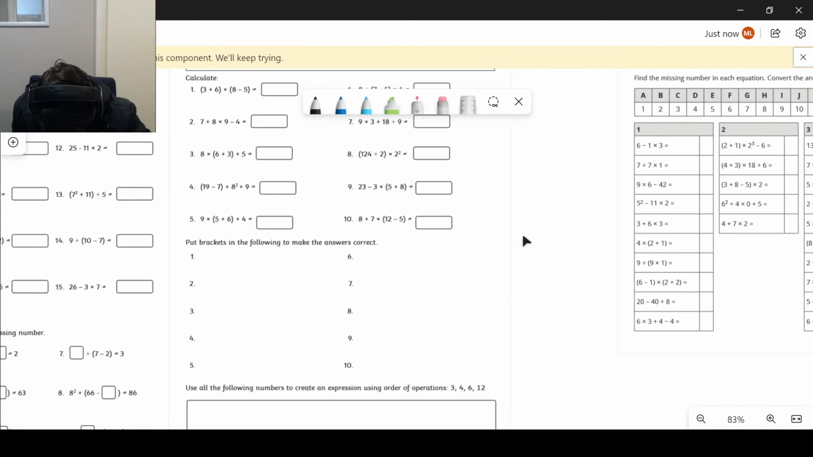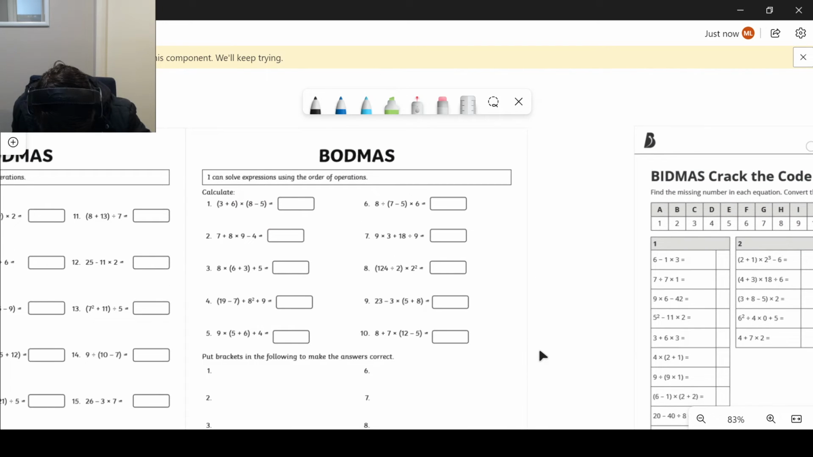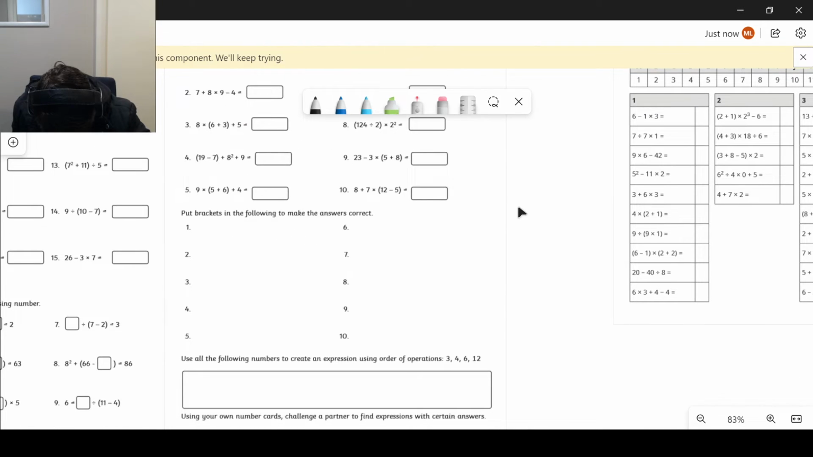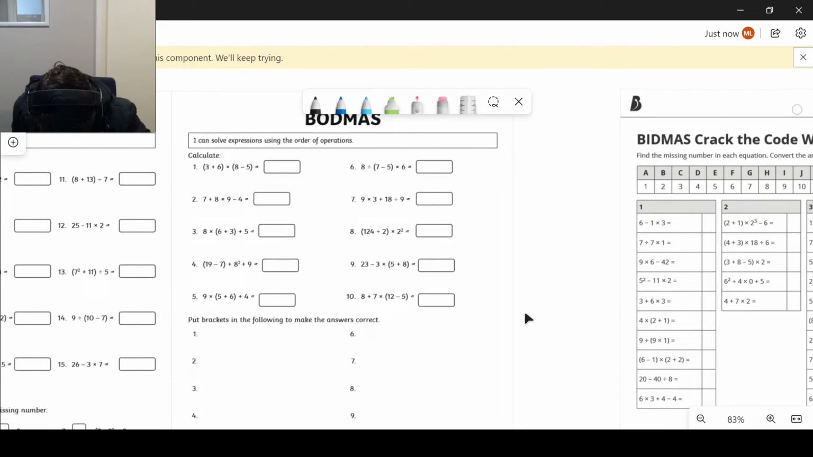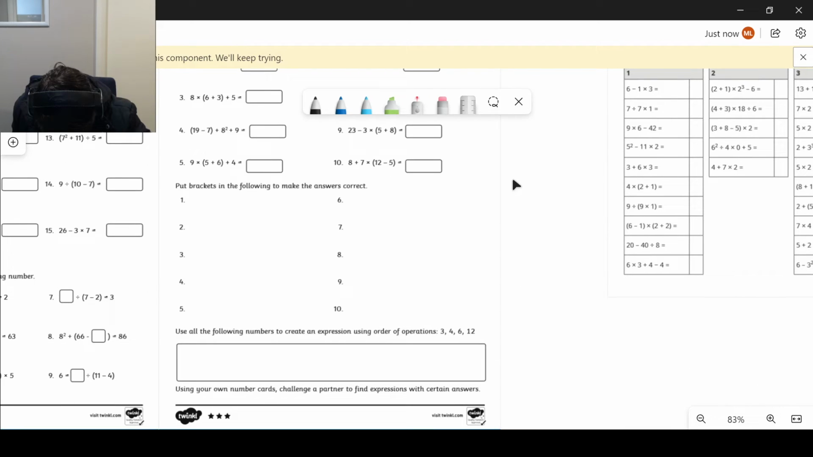Put brackets in the following to make the answers correct. Interesting. Use all the following numbers to create an expression.